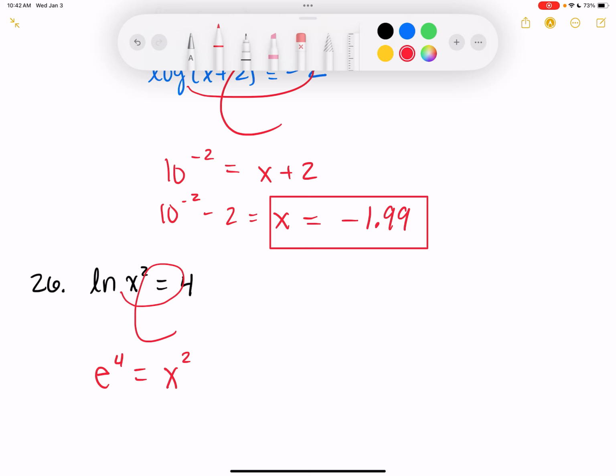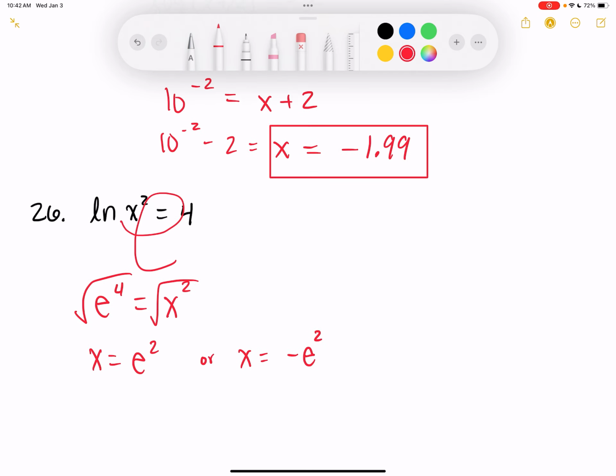Now what? Trying to get x by itself. Take the square root of both sides. What happens when I take a square root? Positive and negative. So x is going to be equal to e squared, or x is going to be equal to negative e squared. And that comes out to be 7.39 or negative 7.39 if you wanted the actual. The book shows both answers, so.